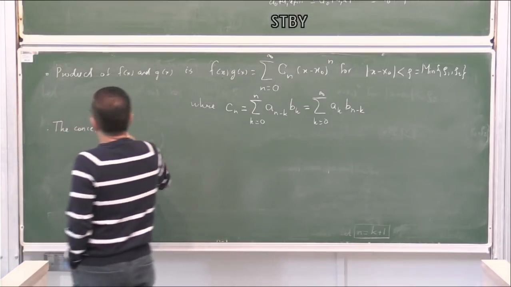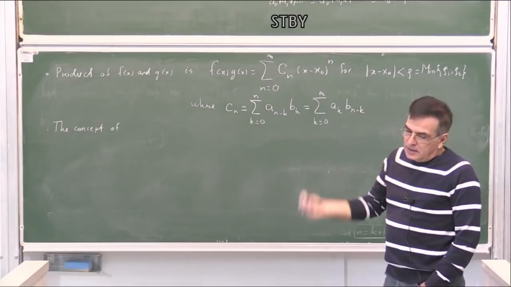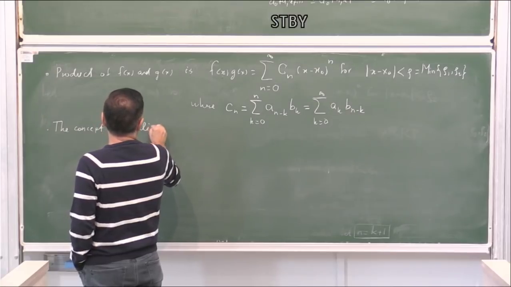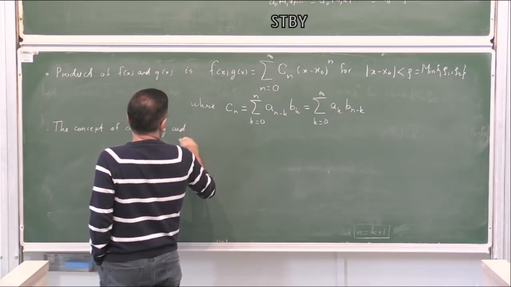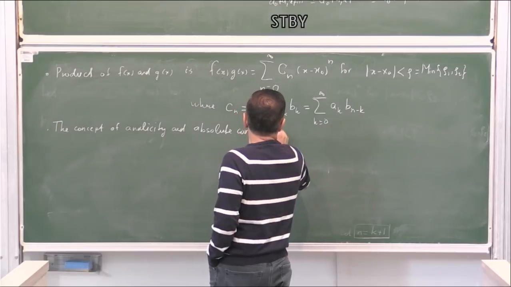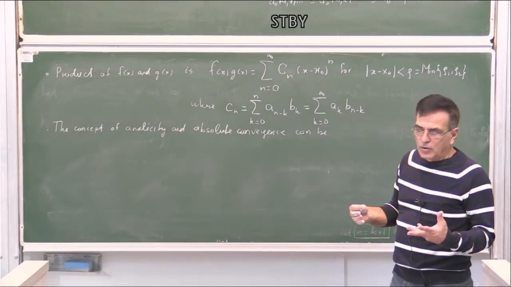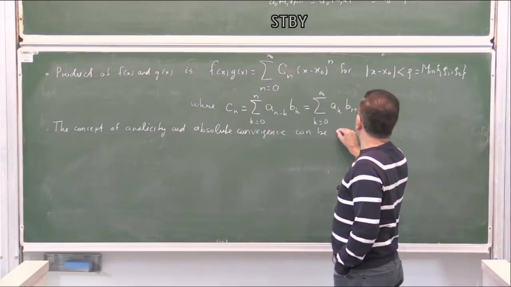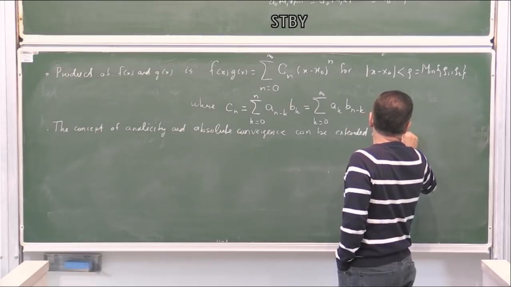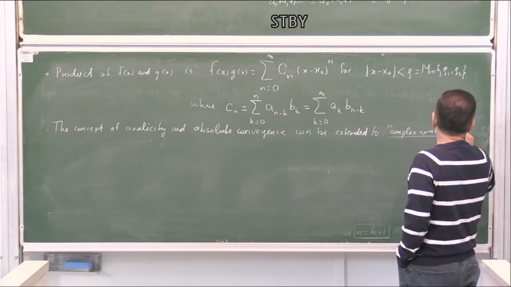of, say, analyticity and the absolute convergence can be extended to complex numbers. We use this sometimes, complex numbers as well.